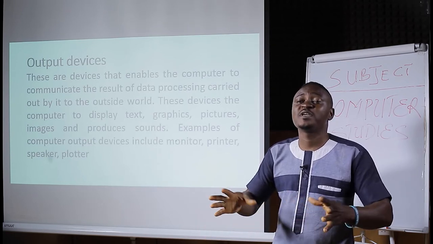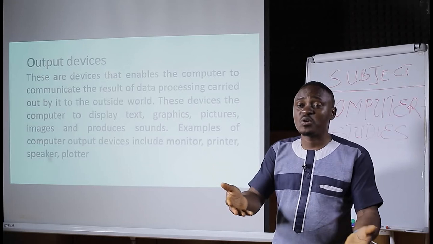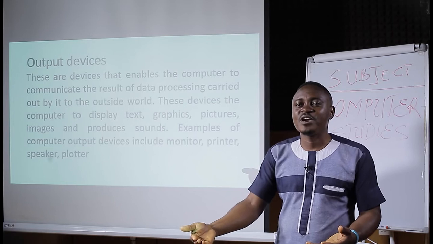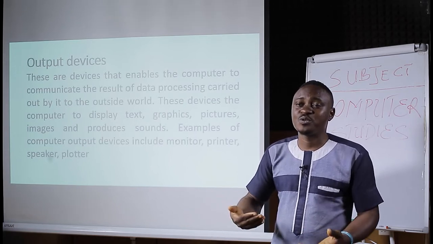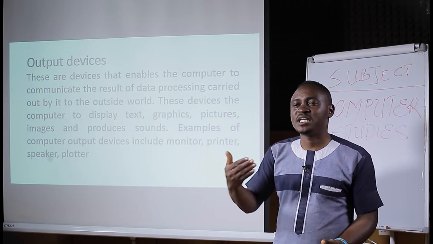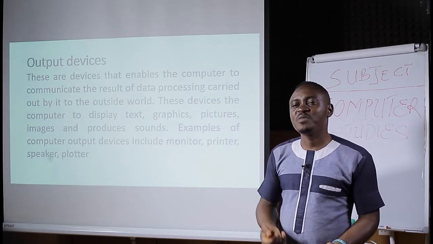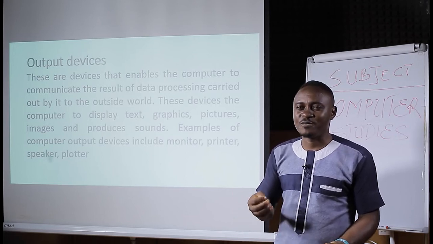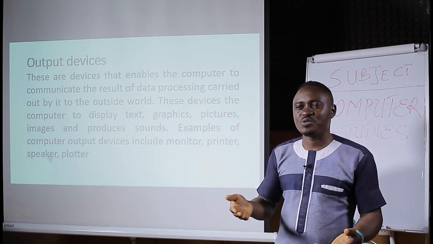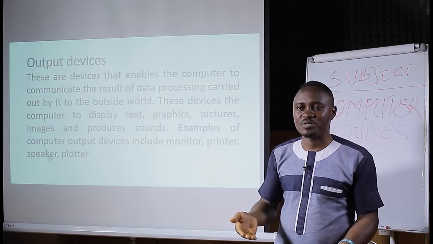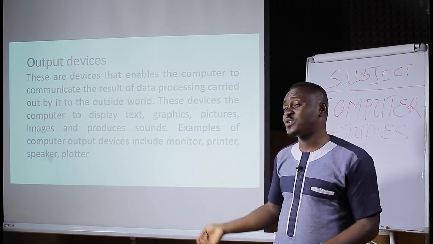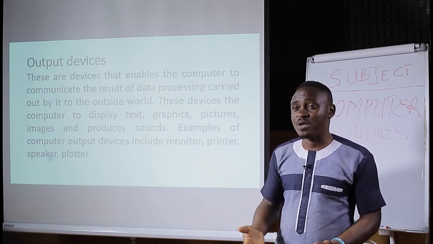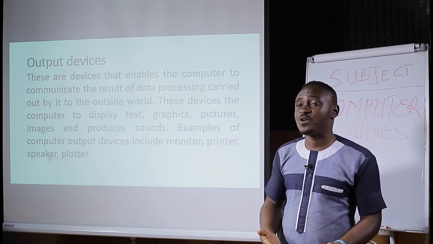Whatsoever you have been able to type into your computer, the data you send in, and the processed data, for it to come to you as information, you need what we call the output devices. Without these output devices, you would not be able to access your information. Every data would just remain in your computer without the output devices. And we saw that the examples of output devices are the printer, the monitor, the speaker, and also the plotter.